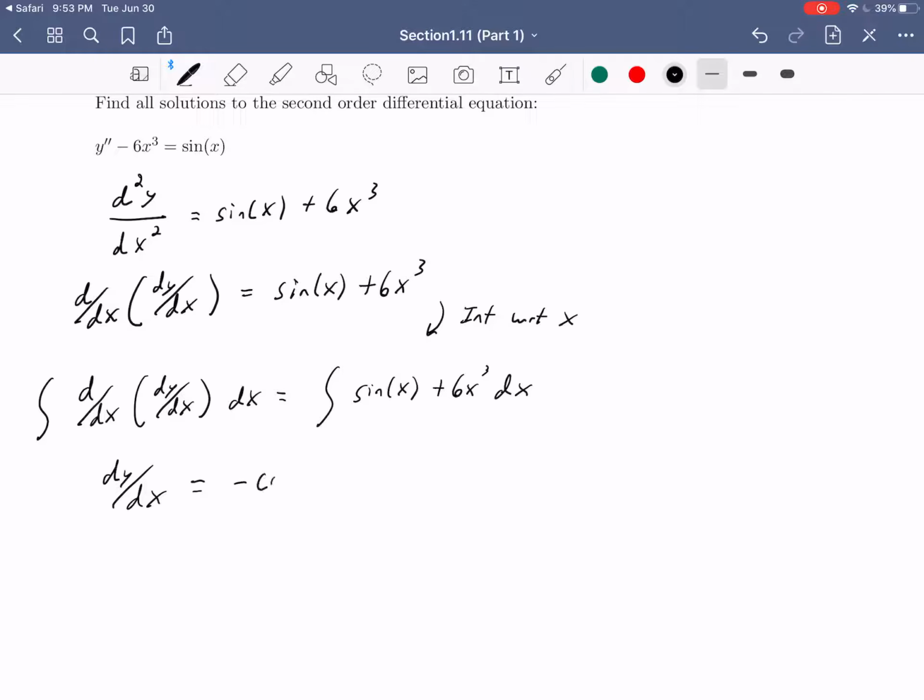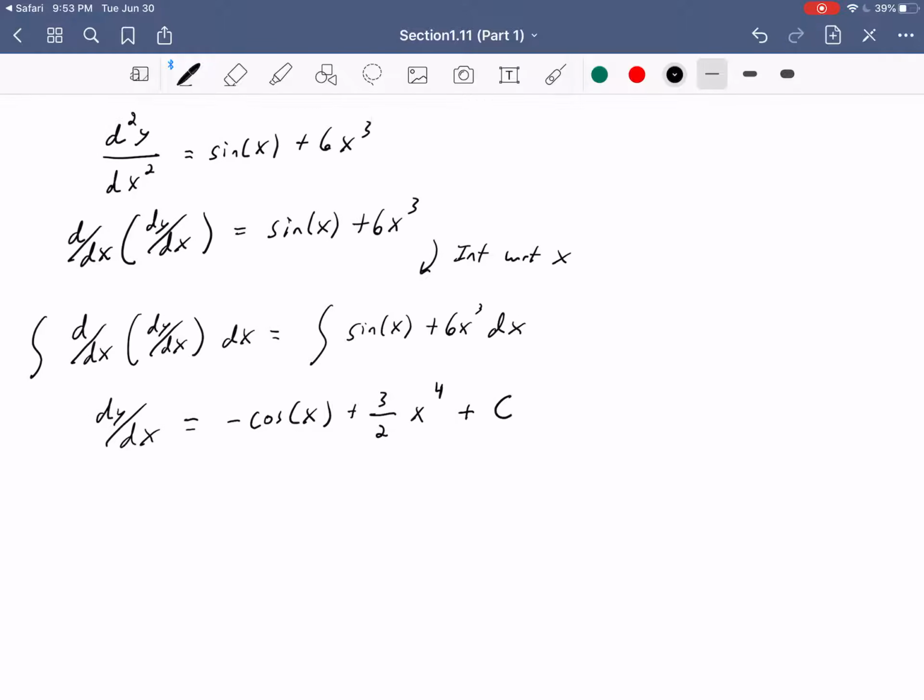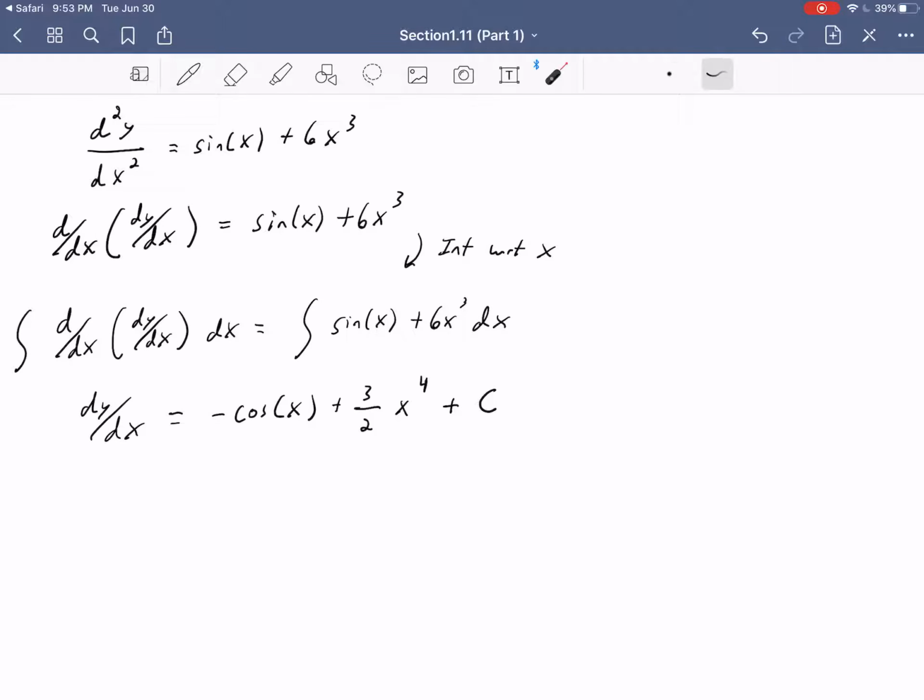Integral of sine is negative cosine. And of course, the integral of that 6x cubed, well, if we do that, we're going to get a x to the fourth, and looks like we're going to get like a 3 halves x to the fourth there. Then, of course, we've done an integral, so we should include an unknown constant, c there.